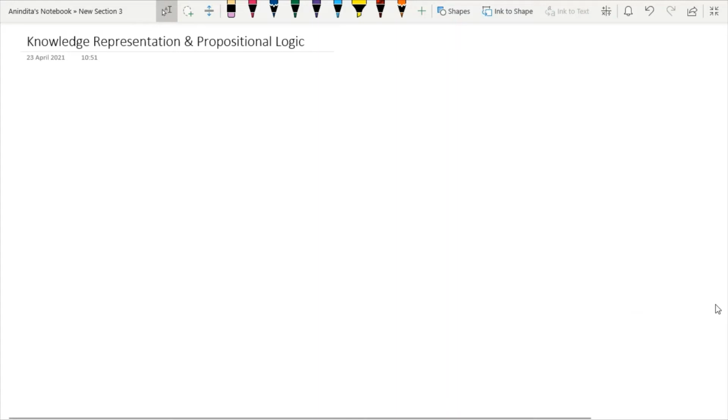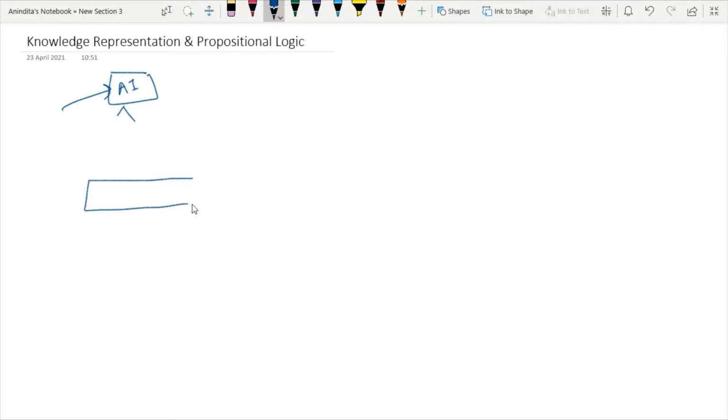Today, our topic of discussion is knowledge representation and propositional logic. So, we know that any particular AI system usually consists of various components. Now, let me show you one diagram so that you could understand what the different components are in a particular AI system. So the first component in an AI system is known as the perception component.